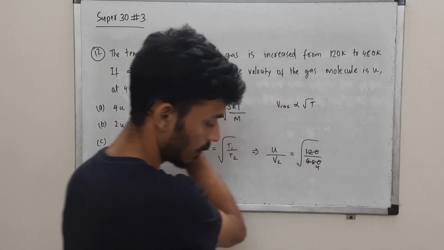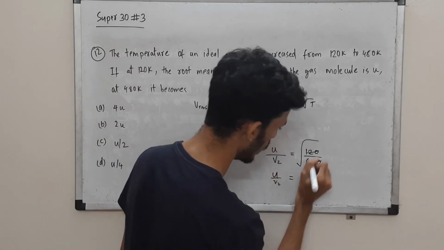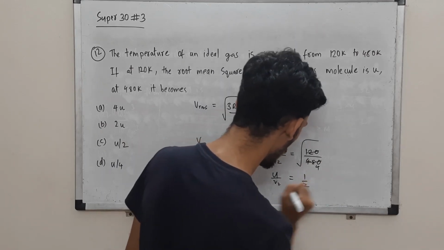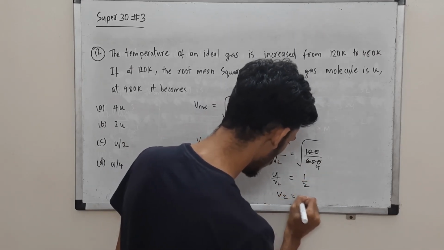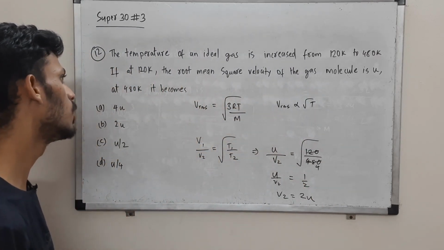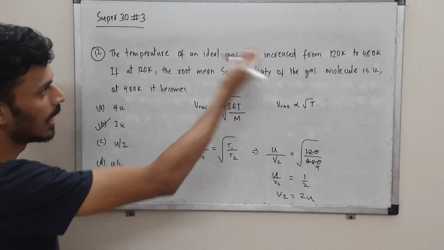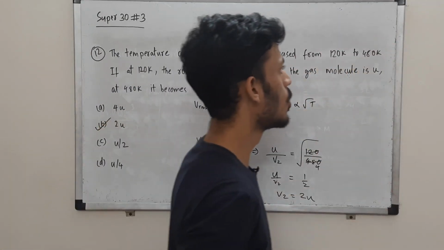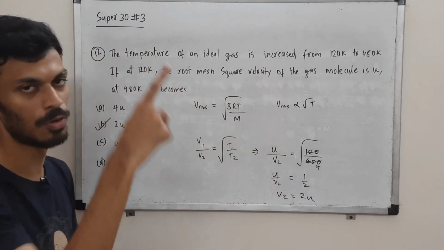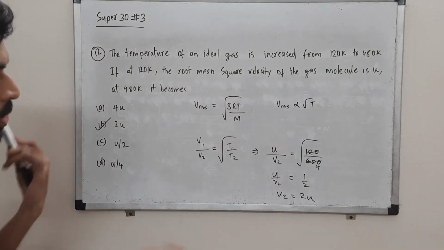120 by 480, 12 fours are 48, so U by V2 is 1 by square root of 4. The square root of 4 is 2, so V2 will be 2 times U. Or you could directly see the temperature is made 4 times, so the velocity becomes root 4 times, which is 2 times. So you could also do it orally.